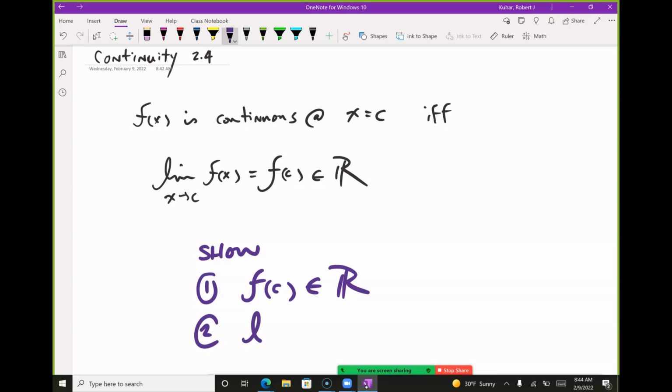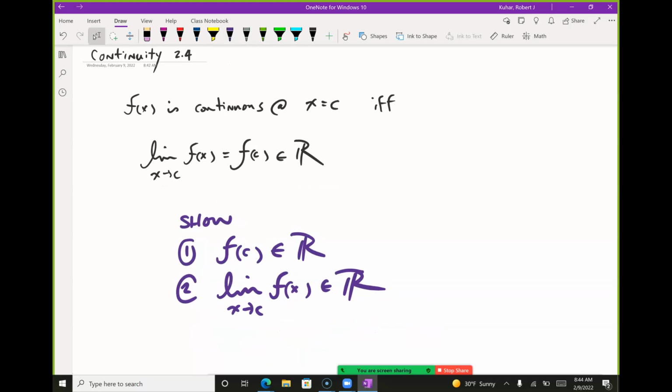Step 2, show the limit exists. Show that the limit as x goes to c of f of x is real. Show that that exists. I'm simply saying by this bold R, meaning it's a number, right? Bold R means real numbers. And then step 3 is show that 1 equals 2.